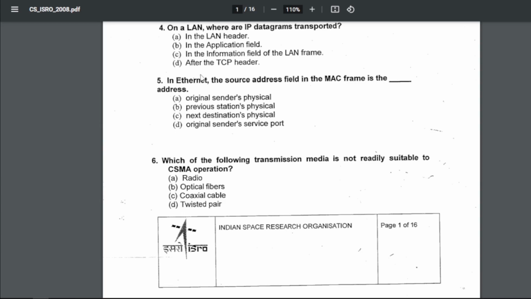Question number 5 is in Ethernet the source address field in the MAC frame is the dash address. So for this our answer will be B, that is previous station's physical. So in Ethernet the source address field in the MAC frame is the previous station's physical address, right? Because while the IP address of source and the destination in a datagram is kept same at each hop, the source MAC address is replaced at each station, while the frame is in transit. So for the current station, the source address field will contain the MAC address of the previous station.